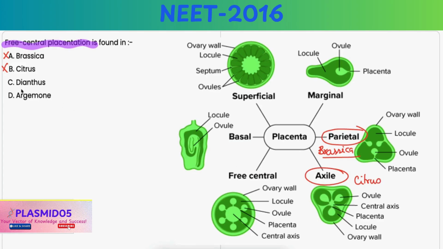Option C, dianthus. Now, dianthus exhibits free central placentation, where ovules are attached to the central column in a unilocular ovary, and the column is not connected to the ovary walls. Hence, it is the correct option. Option D, argemone. It is also incorrect because it exhibits parietal placentation.